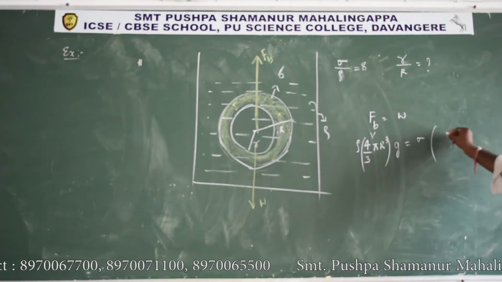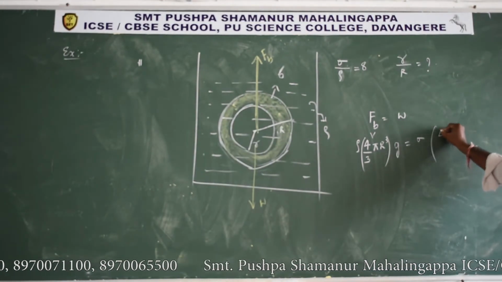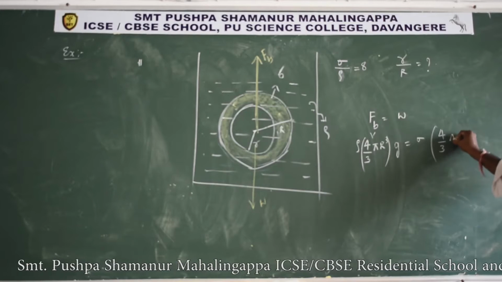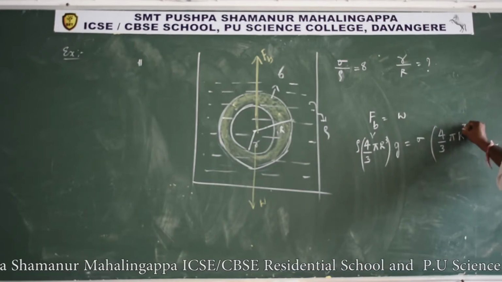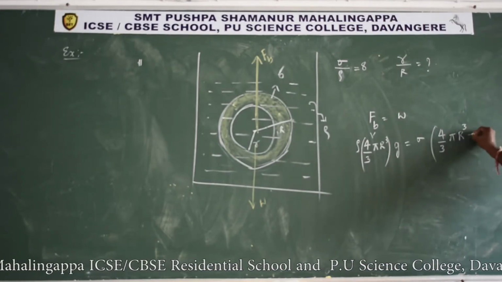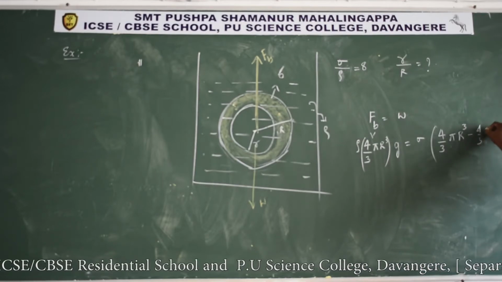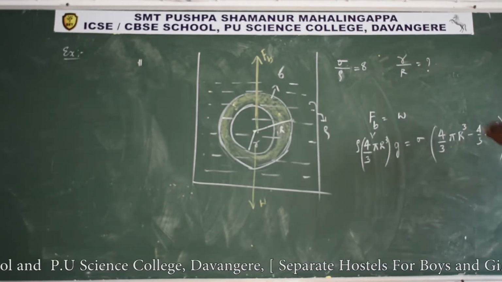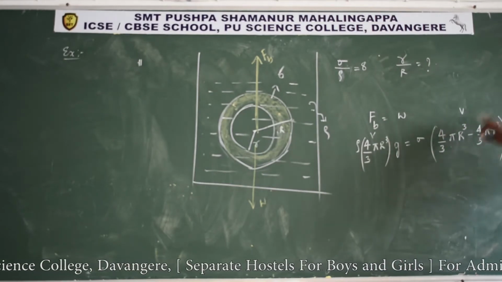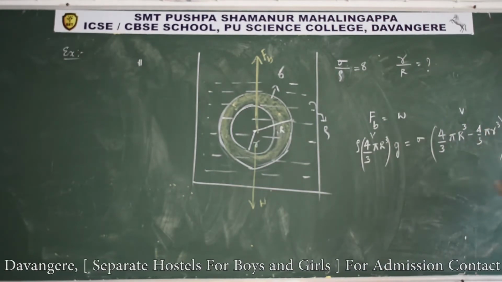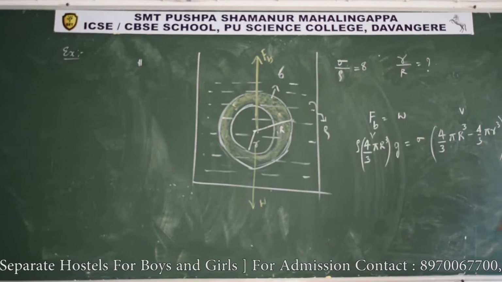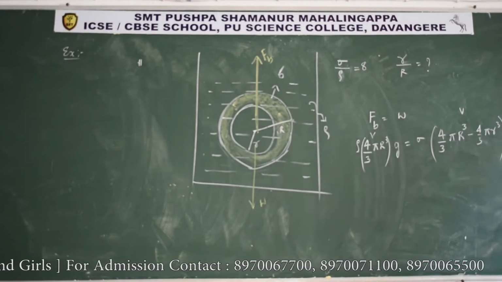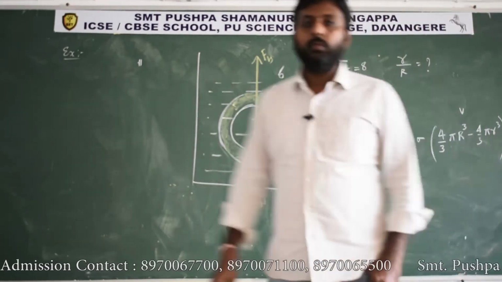What we have to do here is, in the place of volume, I will write 4 by 3 pi capital R cube minus 4 by 3 pi small r cube. Okay, in this effective volume the mass is present. That only we have to consider, multiplying by g, that is acceleration due to gravity.